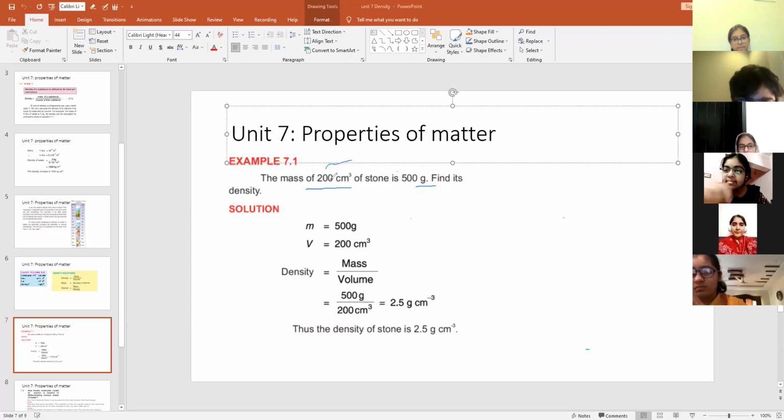But if the volume is given to you in meter cube and the mass is already given in gram, then you have to convert this gram into kg. Or if mass is given to you in kg and volume is given in centimeter cube, then you also have to change it into meter cube. But here both units are the same, centimeter cube and gram, so there is no need to change them. You can just put the values and calculate the density that is required.